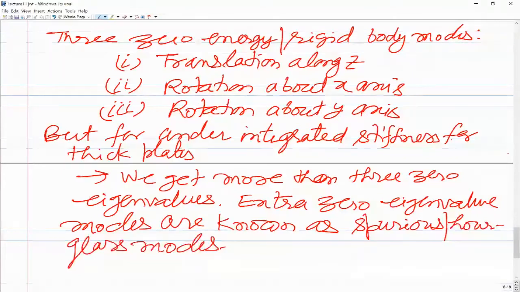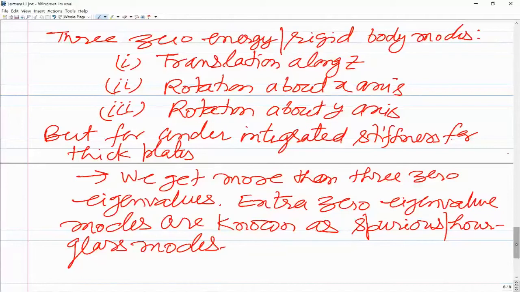Even the 3D elements, the 8-noded 3D brick element, is under integrated. Just use one integration point. So in that also you will have these hourglass modes, and then you have to add an additional stiffness to overcome this hourglass problem.